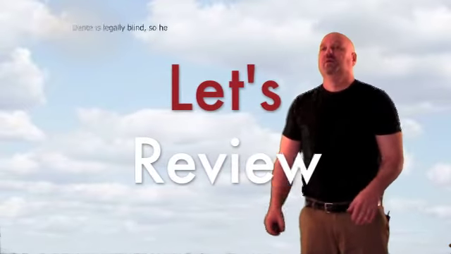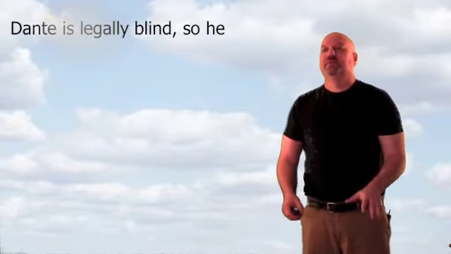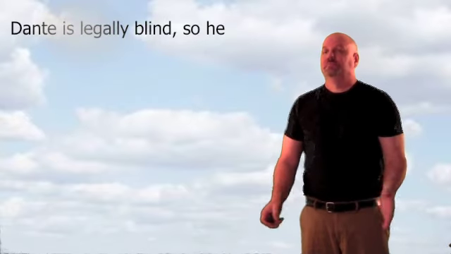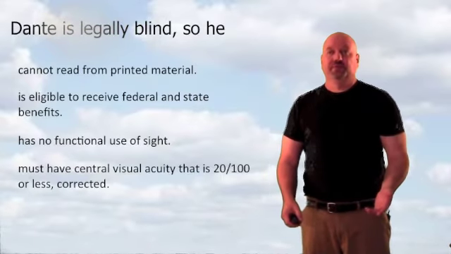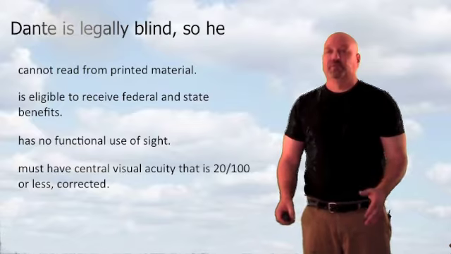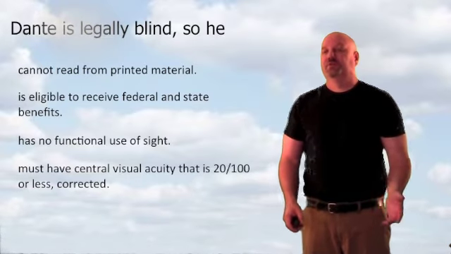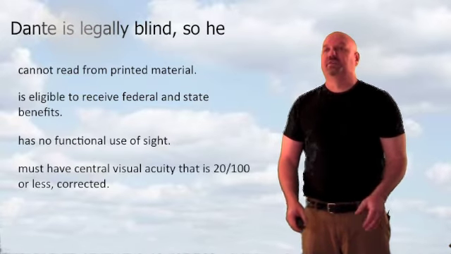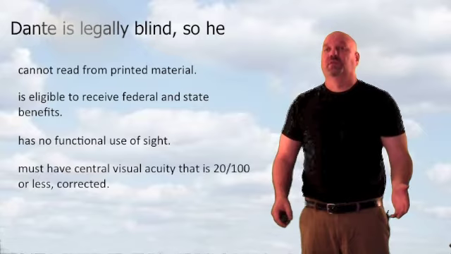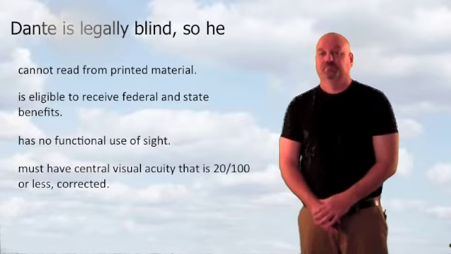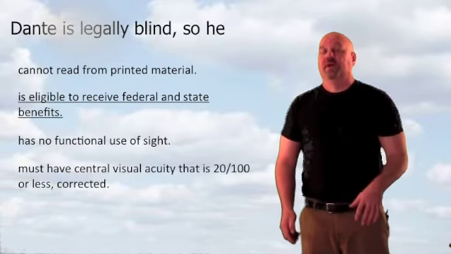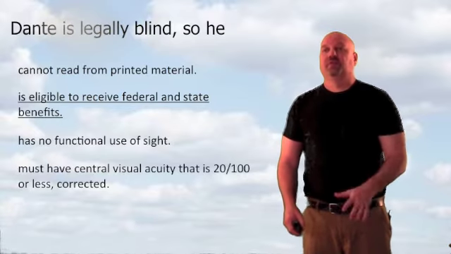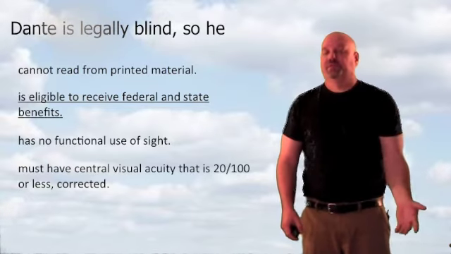All right, let's review some of the topics from this chapter. First question: Dante is legally blind, so he cannot read from printed material, is eligible to receive federal and state benefits, has no functional use of sight, must have central visual acuity that is less than 2/100 or less when it's corrected. Right, all this means is Dante is eligible to receive federal and state benefits.